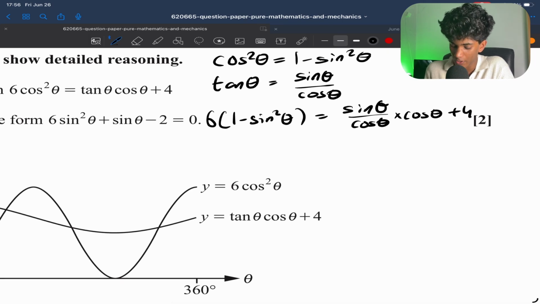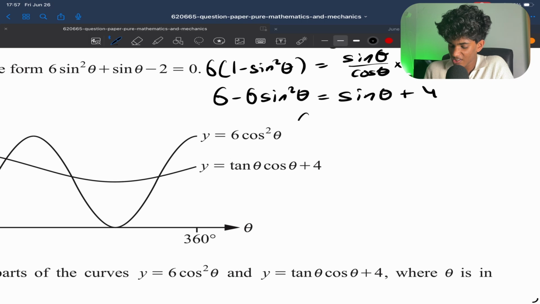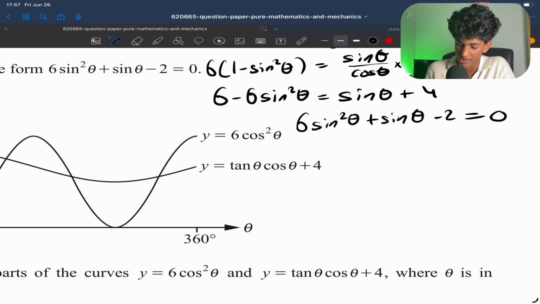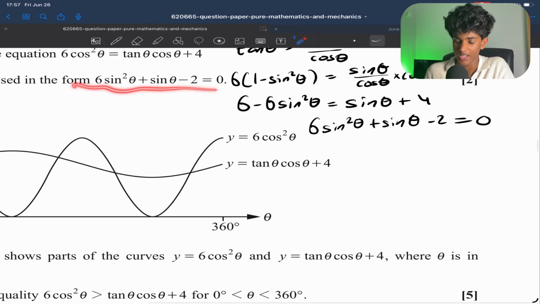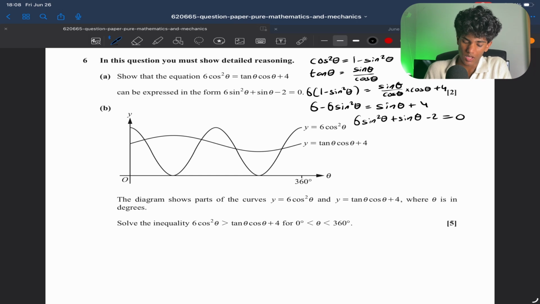And let's just expand that out quickly. 6 minus 6 sine squared theta equals sine theta plus 4. 6 sine squared theta plus sine theta minus 2 equals 0, which is the form that we need it to be in. Okay, now part 2. Alright, let's move on to part B.